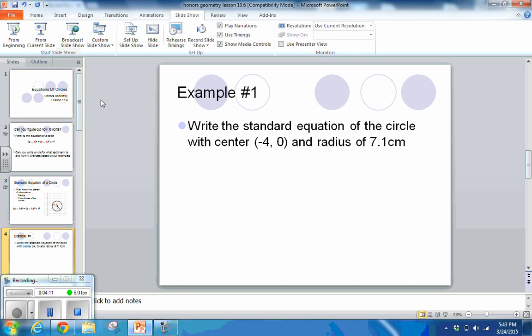Okay? So here is one example I want you to do. We know what the standard equation of a circle is. Now put in the point for the center. The center is (-4, 0), and your radius is 7.1. So find the equation of that circle, and then tomorrow, first thing, I want you to go through with your groups, go over this example, and make sure we agree on the standard equation.